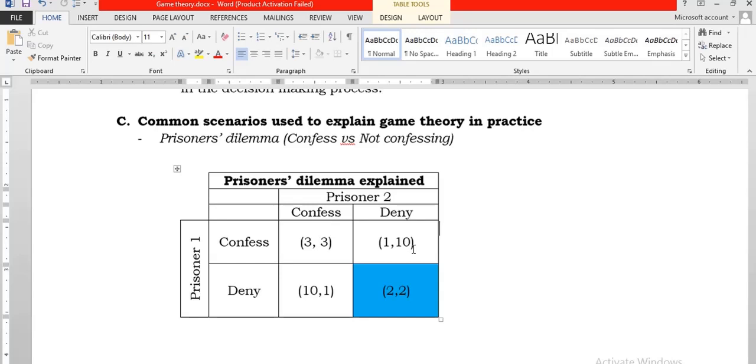Therefore, the only option they are left with, which is a very juicy option, is to confess, because they are not very sure. If he confesses, there are two possibilities. If prisoner 1 confesses, he either gets 3 years or 1 year, depending on what the other person will do. If the other person also confesses, they both get 3 years. If the person denies, player 1 gets only 1 year, and player 2 gets 10 years.